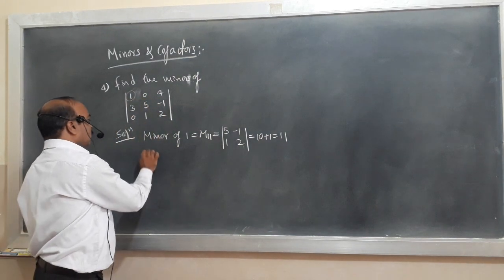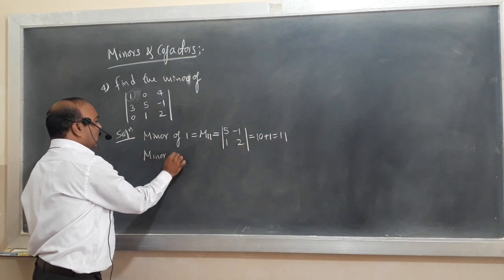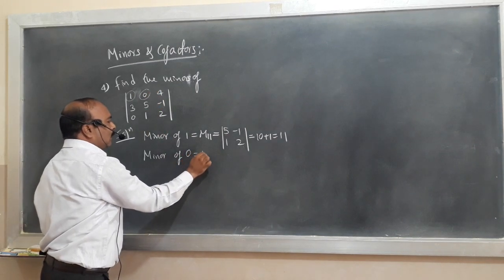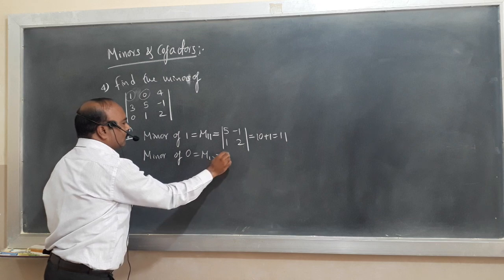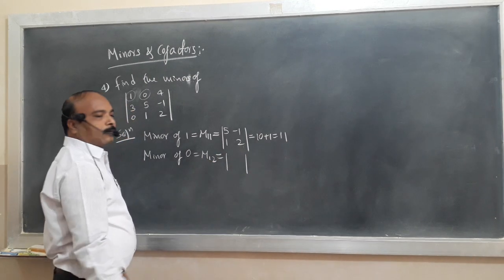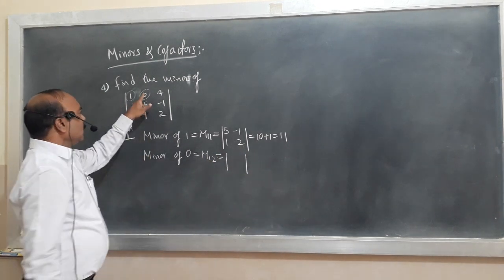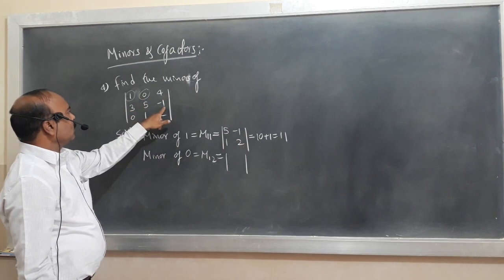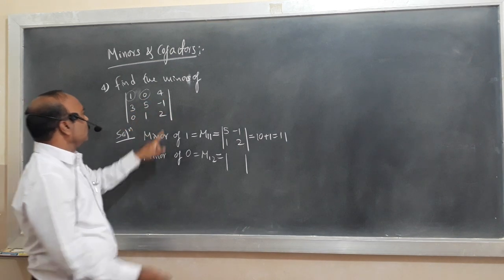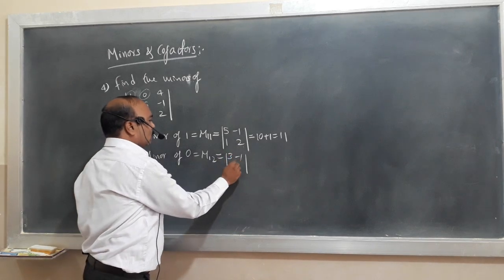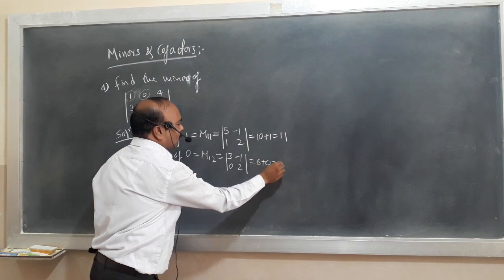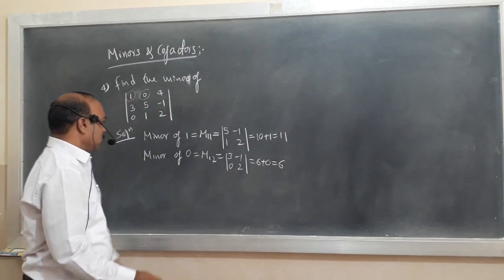Next, we write the minor of the second element 0. It is given by M12. Now we write the determinant. By deleting this column and this row, we get 3 minus 1, 0, 2. So the answer is 6 minus 0, or 6 plus 0, equal to 6.